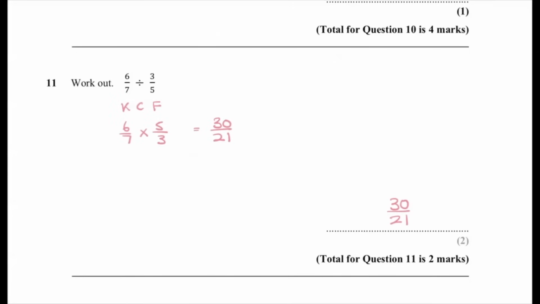If you did go on, then you can get one whole lot of 21s with 9 left over the 21. That would cancel. They're both in the 3 times table. So we would have 1 and 3 over 7.